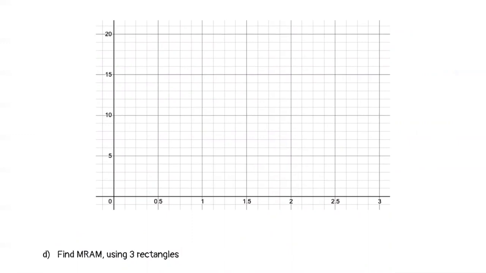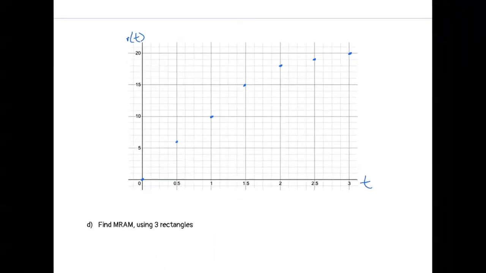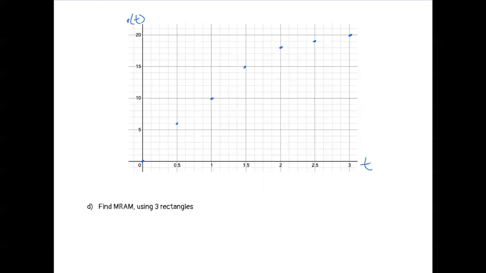All right, so part D for the same graph, and let me go ahead and plot these values again. We had 0, 6, 10, 15, 18, 19, and 20. Remember this is our time and this was our velocity. In this case, I want to use only 3 rectangles. So I'm only going to be drawing 3 rectangles, and I'm wondering if you can tell me how long the base of each rectangle is if I only have 3 of them.